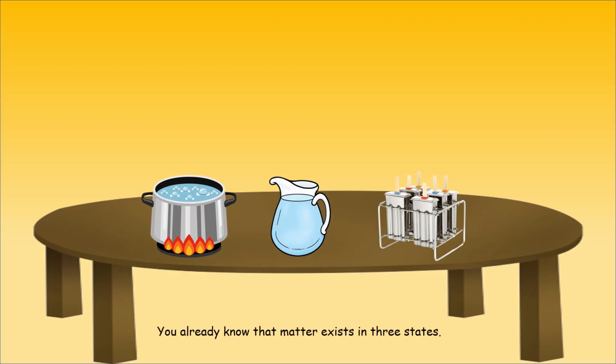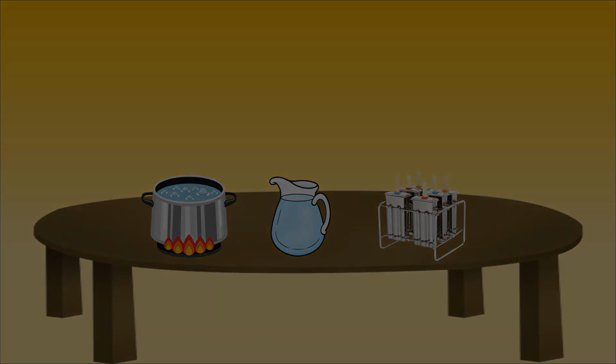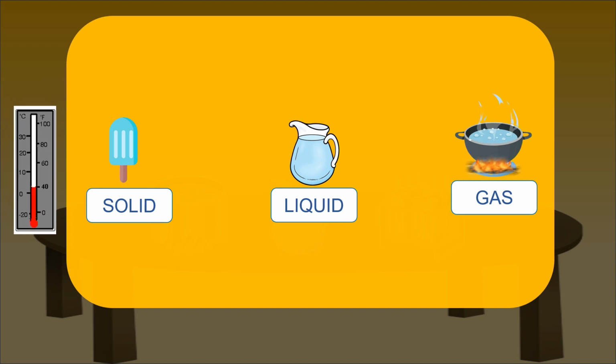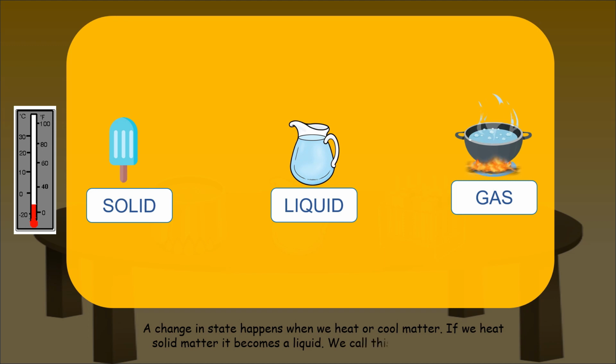You already know that matter exists in three states that are solid, liquid, and gas. A change in state happens when we heat or cool matter. If we heat solid matter, it becomes a liquid. We call this process melting. From solid to liquid, we call it melting.